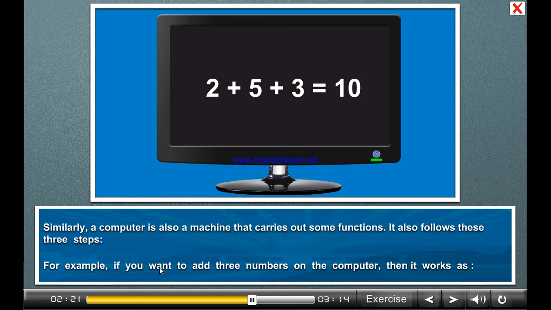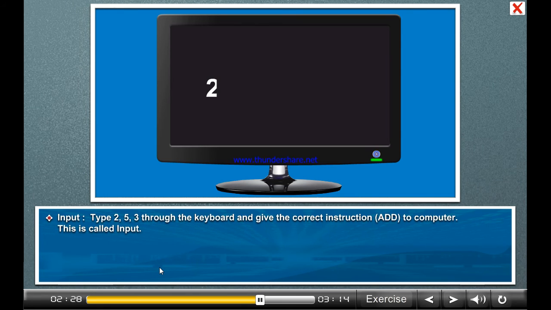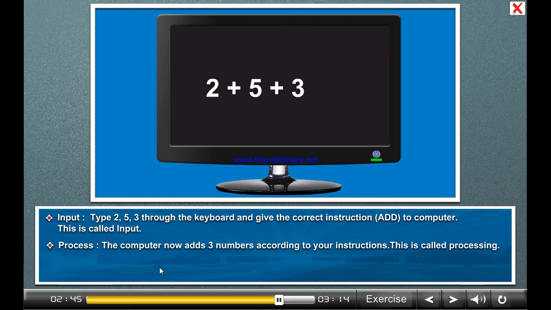For example, if you want to add 3 numbers on the computer, then it works as follows. Input: type 2, 5 and 3 through the keyboard and give the correct instruction, that is add, to the computer. This is called input. Process: the computer now adds the 3 numbers according to your instructions. This is called processing.